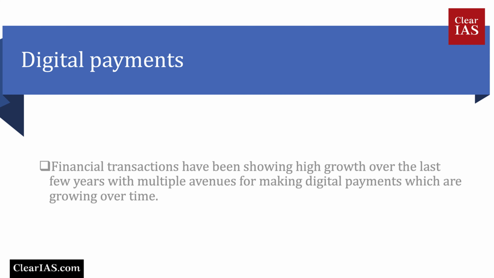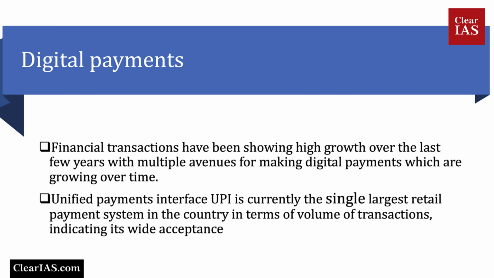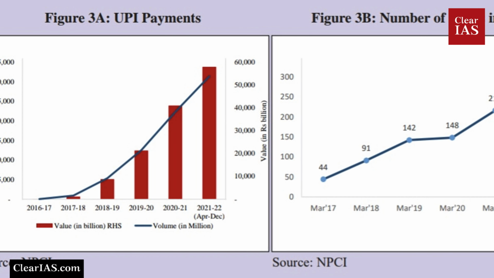Financial transactions have been showing high growth over the last few years, with multiple avenues for making digital payments which are growing over time. Unified Payments Interface or UPI is currently the single largest retail payment system in the country in terms of volume of transactions, indicating its wide acceptance. These figures show the current trends in UPI payments and number of banks in UPI. Next is prices and inflation.